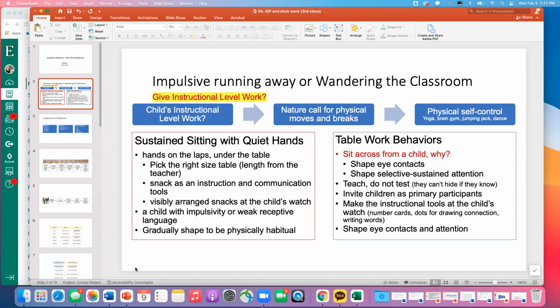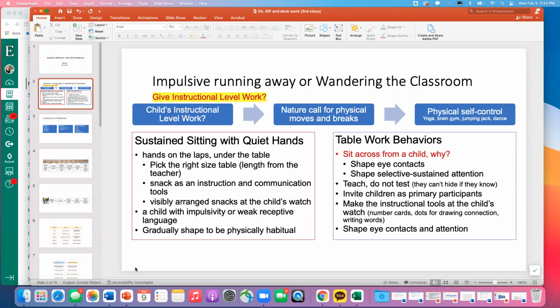Okay, again, it's not because you're a dictator who wants a quiet class. It's not that. It's for the child. Because the child came to school, came to your classroom, you must teach, and the child must learn from you. However, without that, the child cannot learn. Okay, so hands on the laps under the table. That is a basic rule.